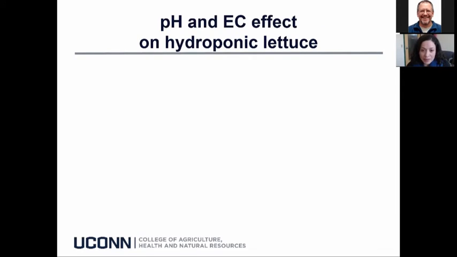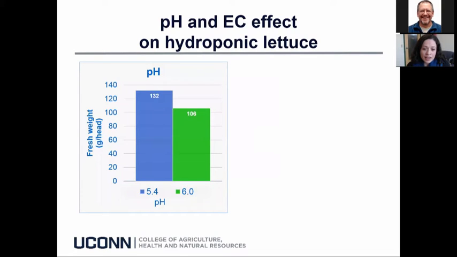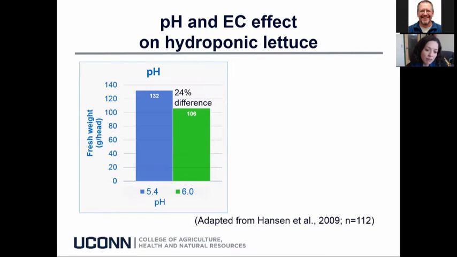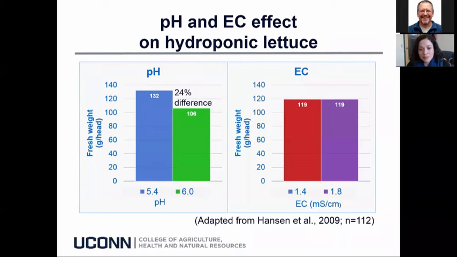One of the things that's very interesting about pH and electrical conductivity is what we've seen, and this is research from Cornell University. The blue bar is where they grew lettuce at pH 5.4. The green bar, they grew lettuce at pH 6.0, and then they measured the fresh weight. So you can see that when the pH was 5.4, the average weight was 132 grams. If the pH was left on the higher end, you can see that the lettuce was much smaller, a 24% difference. If we compare that to the impact of electrical conductivity, they also tested on the blue bar a lower electrical conductivity, 1.4, and a higher electrical conductivity, 1.8, and they didn't see any difference in the fresh weight.